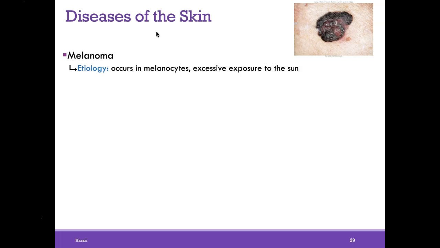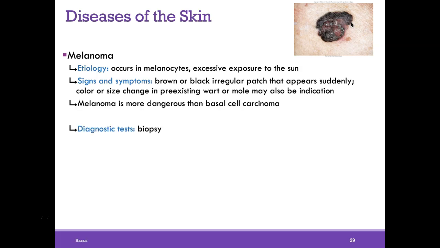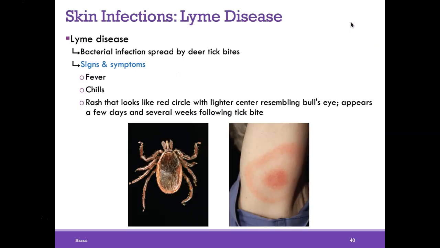Melanoma, etiology, meaning the cause of the disease, is when you have a melanocyte that has uncontrolled cell growth. So it's cancer of the skin due to excessive exposure to the sun. And this is where you see an irregular patch of black or brown pigment that's changing in size. And it's the most dangerous type of skin cancer. So you would go to a dermatologist, they would take a biopsy, look under the microscope and see if it is benign or, unfortunately, if it's metastatic.